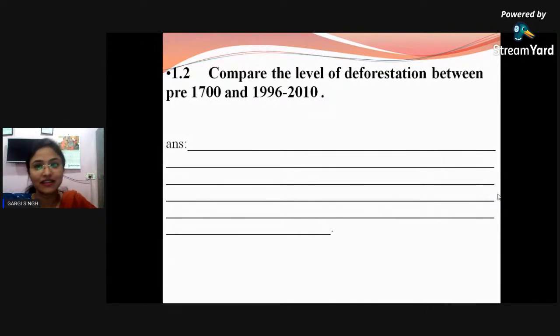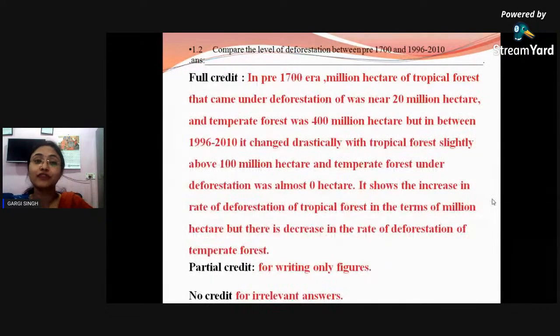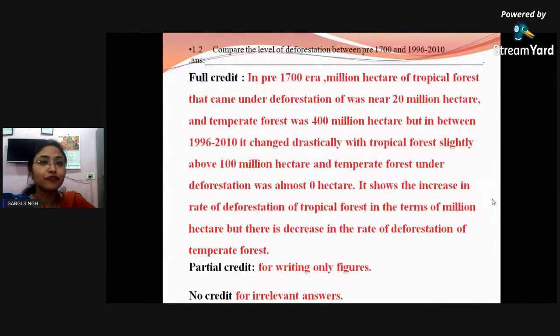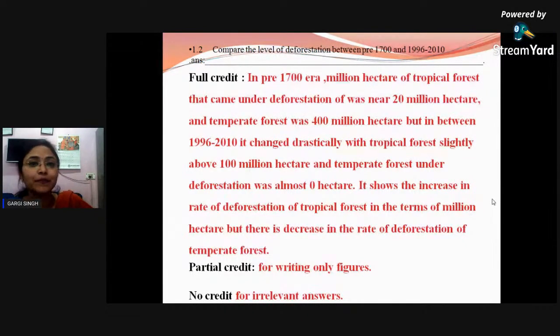Fine, let's see the answers then. How to compare? This was based on your interpretation of the information. Now for full credit, you need to write in pre-1700 era. Okay, there is Gayatri who has written: pre-1700 temperate was largely cut, and yes, there was 0 hectare in 1996, 2010.